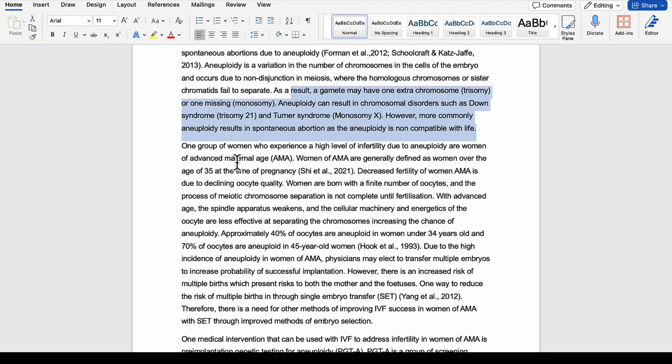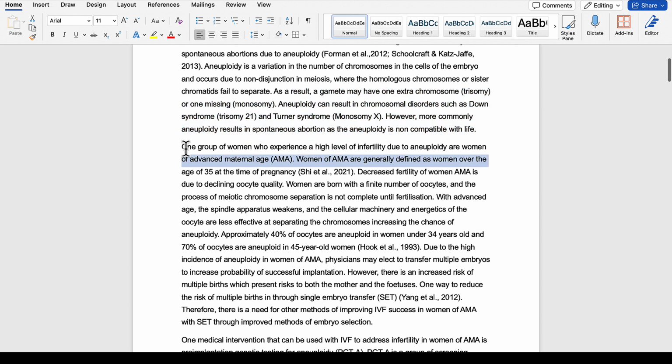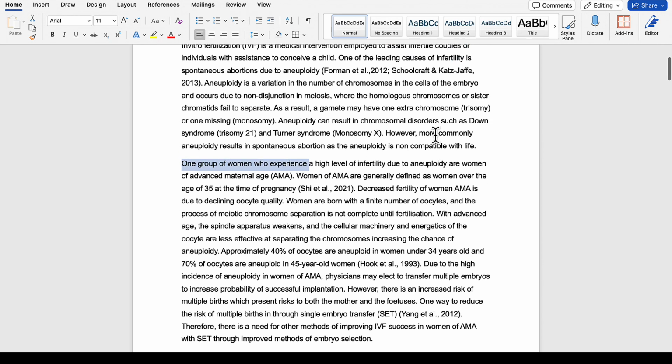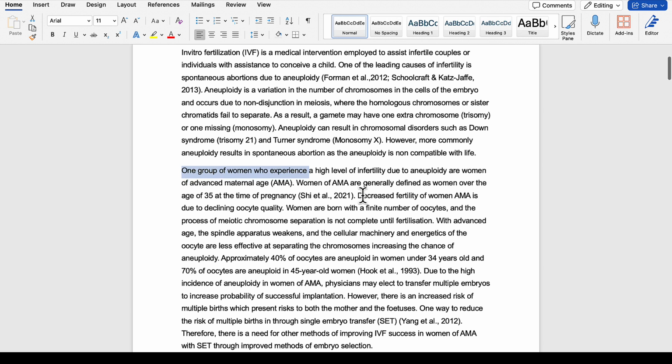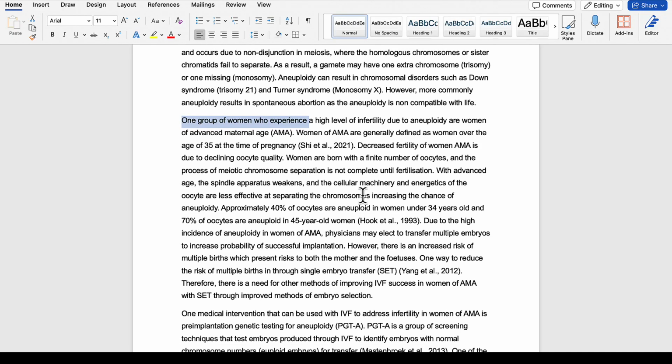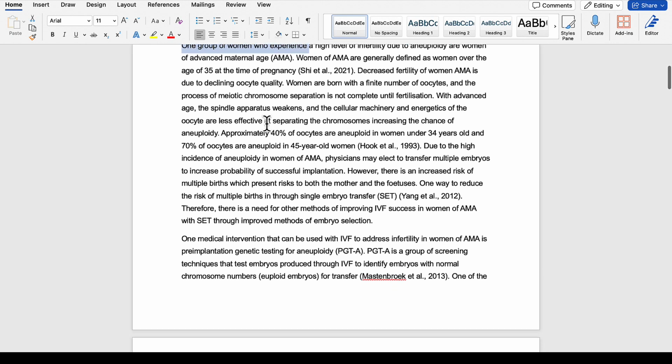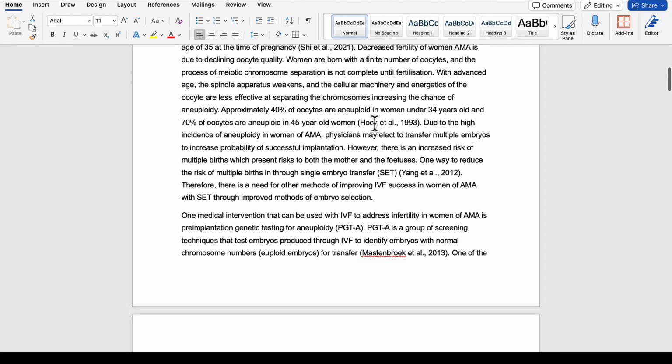Then I've gone into women of advanced maternal age, and the way I've done that is one group of women who experience, etc. So you start off the next paragraph by building on what you've just said. One group of women, that sort of thing. Now, talking just some information here about what causes their aneuploidy, all that sort of thing.